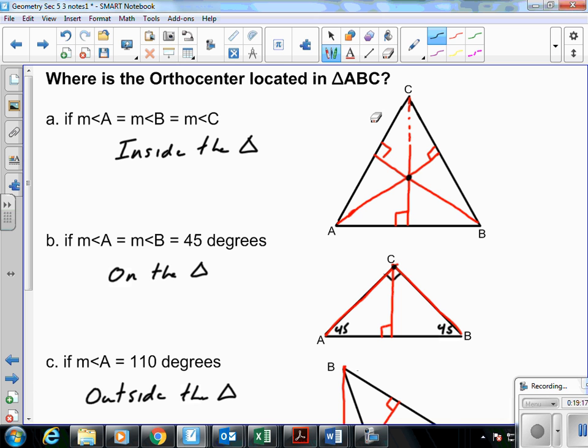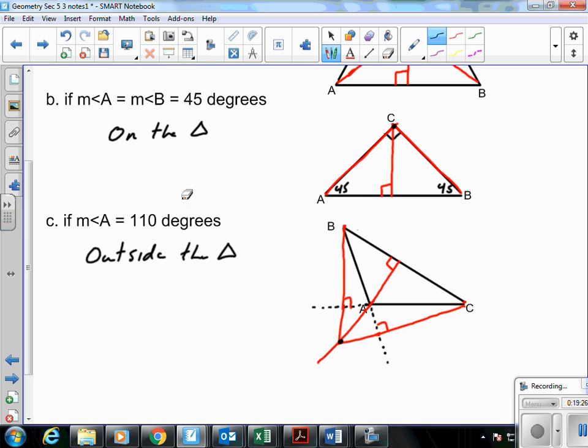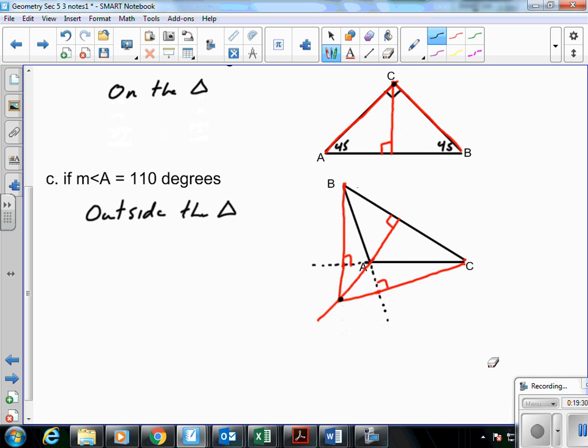So basically what we're kind of seeing is that with an acute triangle, it's on the inside. The right triangle, it's on the triangle. And with an obtuse triangle, it's outside the triangle. And that finishes the notes for today.